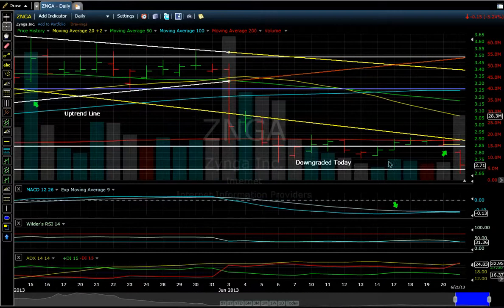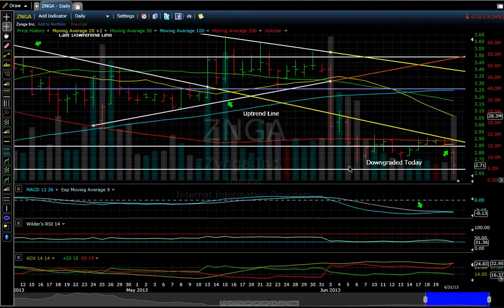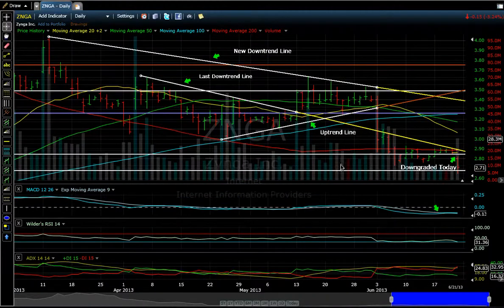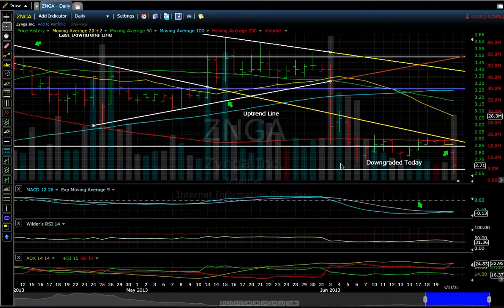Zynga was looking pretty bad. It hit the 200-day average and tried to stay above, which it actually did, but got hung up on the downtrend line that I made earlier this year. It got hung up on the downtrend line and hit it perfectly again after trying to get back above the downtrend line.